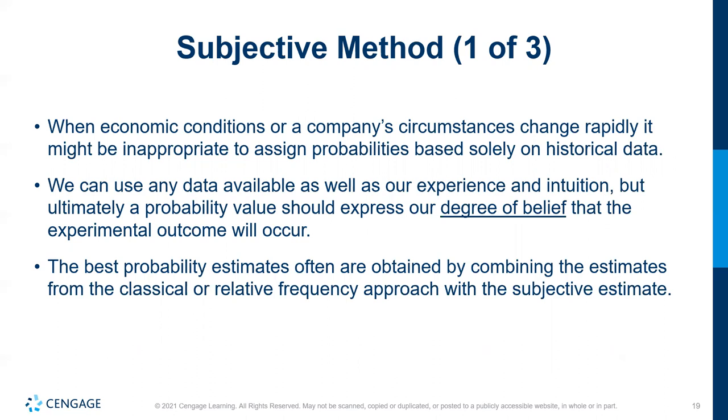And then they said, this is interesting for business right here. The best probability estimates are often obtained by combining the estimates from the classical or relative frequency approach with subjective estimates. So in other words, you observe and you collect data, and then you involve experts and say, okay, given the data, what do you think we should do, right?